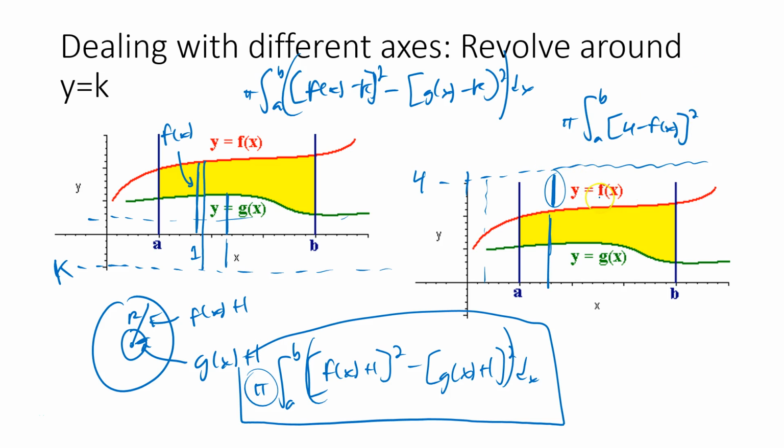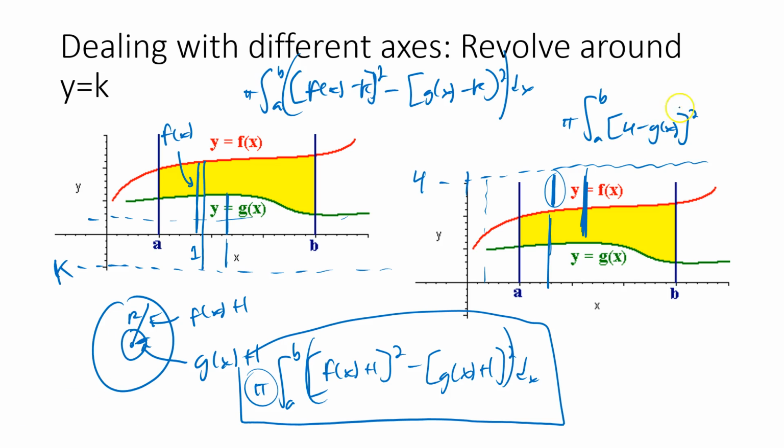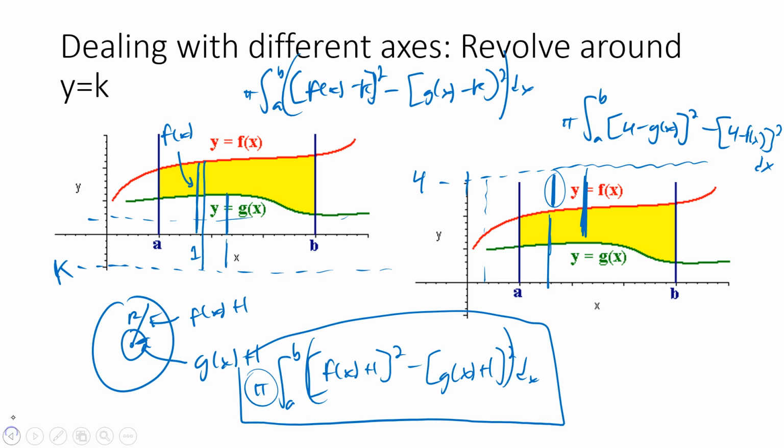And then the, oh, sorry, this is wrong. That's a short radius. I want the long radius first. The long radius is going to be 4 minus g of x squared. Do this correctly, it'll go a lot better. So you have 4 minus g of x squared. And then I'm going to subtract the small radius, which is 4 minus f of x squared dx.